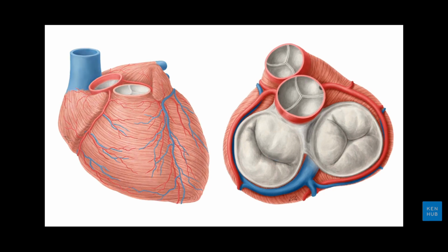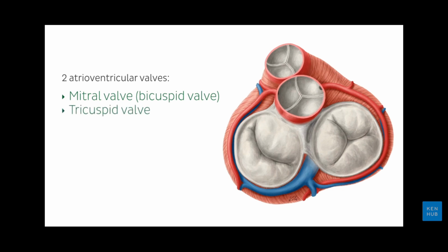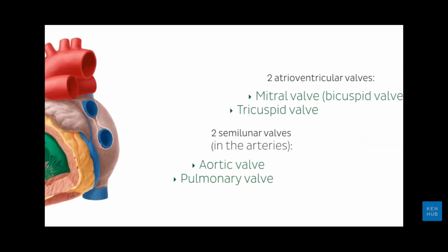Let's now discuss the different valves. The valves at the entrance to the ventricles are called atrioventricular valves. These consist of two different valves: the mitral valve, otherwise known as the bicuspid valve, and the tricuspid valve. The valves that exit the ventricles are called semilunar valves because they are crescent shaped like the moon. The valve found at the entrance to the aorta is the aortic valve, while the one that gives entrance to the pulmonary artery is the pulmonary valve, or pulmonic valve.